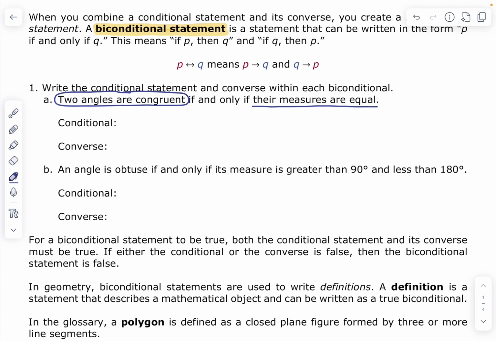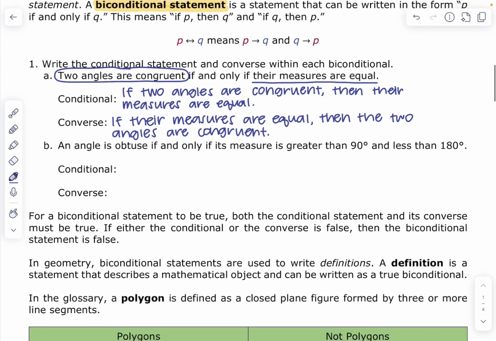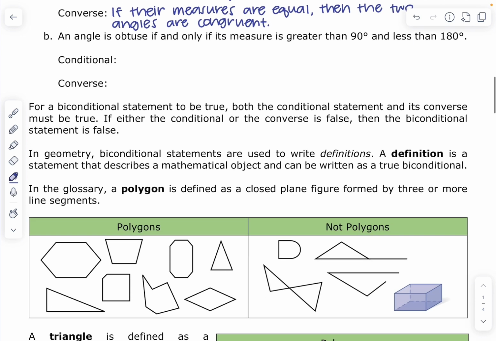Okay, you guys see if you can write the conditional and the converse on your own. Okay, pause this video. Alrighty, hopefully you've got something like this. So our conditional should say if two angles are congruent, then their measures are equal. And our converse should say the opposite. If their measures are equal, then the two angles are congruent. Okay, we're going to skip B for now and do that one in class together.